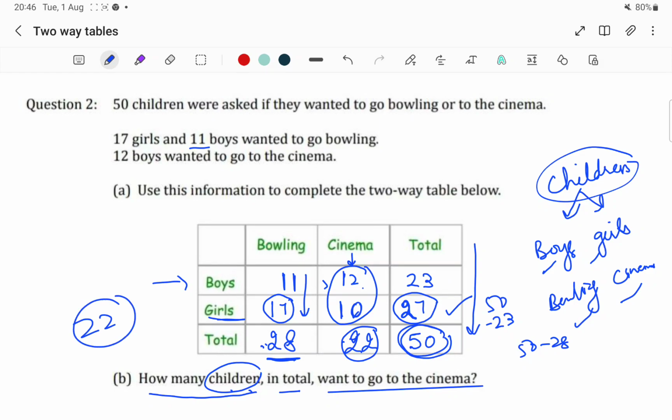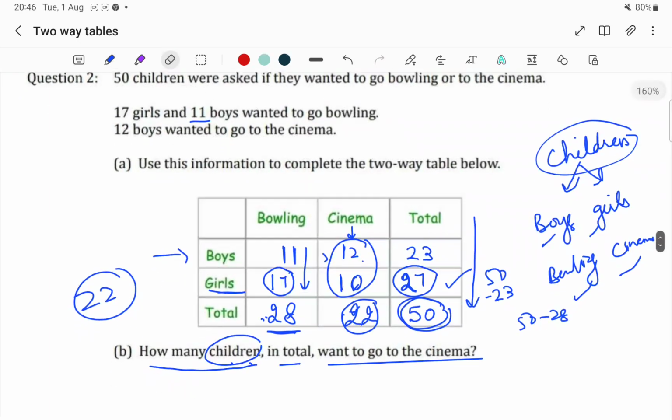So this was the first video about the two-way tables. I hope the concept will be clear. If there will be any question, you people are free to ask me.